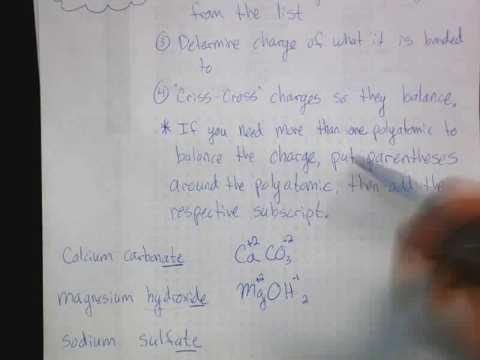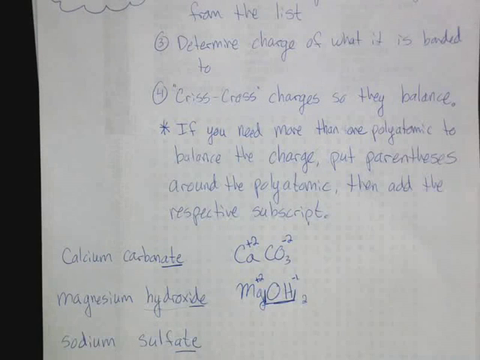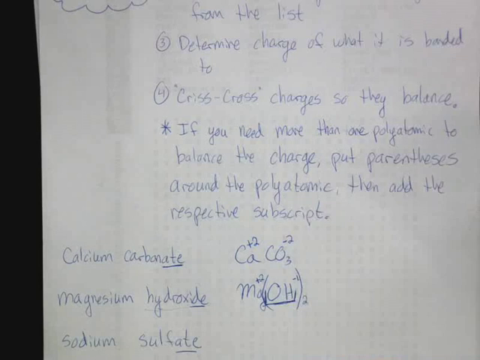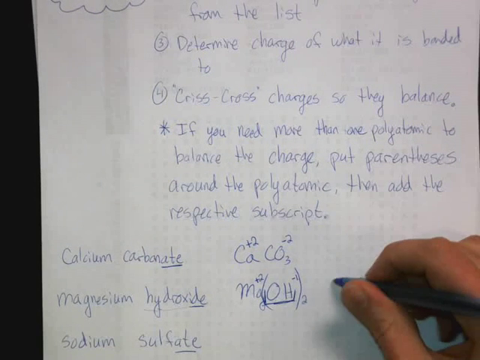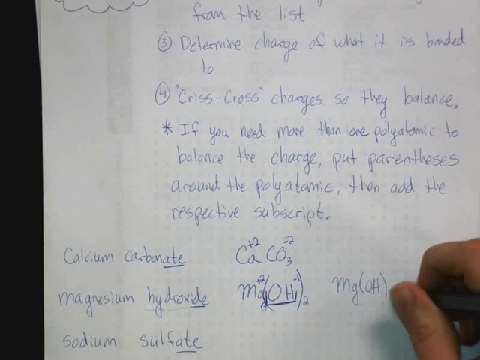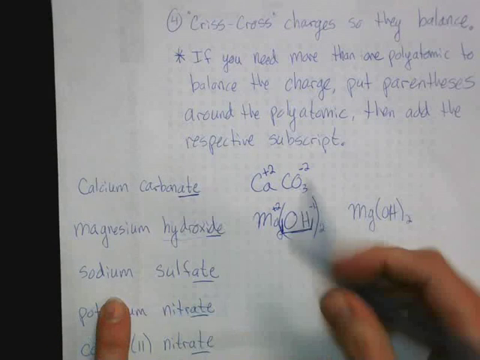However, I don't need just 2 hydrogens. I want 2 of this entire polyatomic. I want 2 hydroxides. So I have to put hydroxide in parentheses with the 2 outside. Let me clean that up a little bit. It would look like Mg(OH)2.